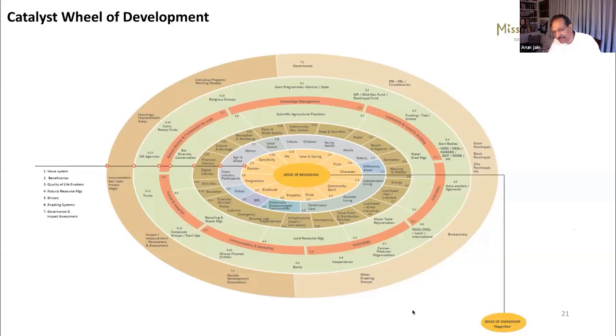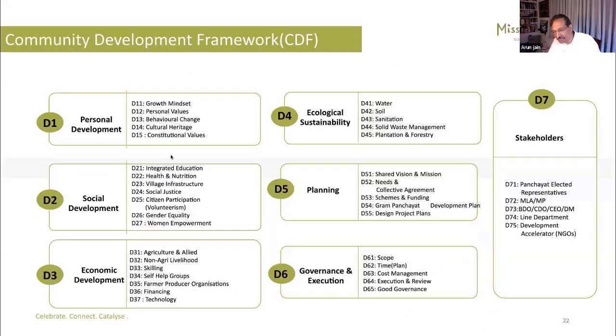Then we simplified further. We said that for rural development, we need personal development of the people who want to bring a change in themselves. They have to move to a growth mindset. They have to have personal values and behavioral change. They need to align with the cultural heritage and constitutional values. Then social development is around integrated education, health and nutrition, village infrastructure, and social justice. Then economic development, then ecological sustainability, then planning, governance and execution, and stakeholder management.